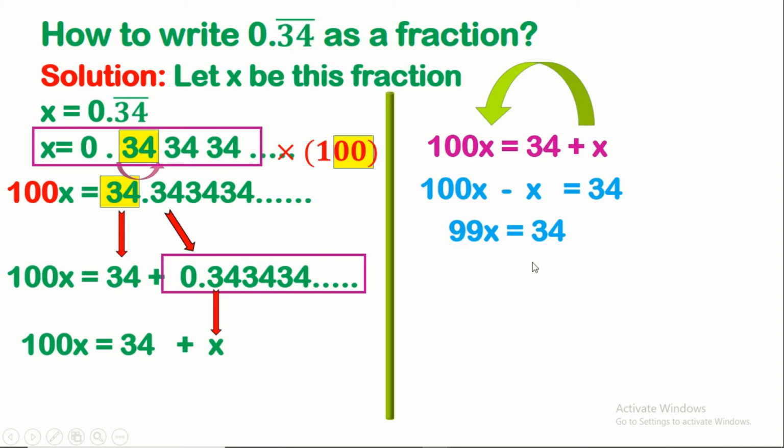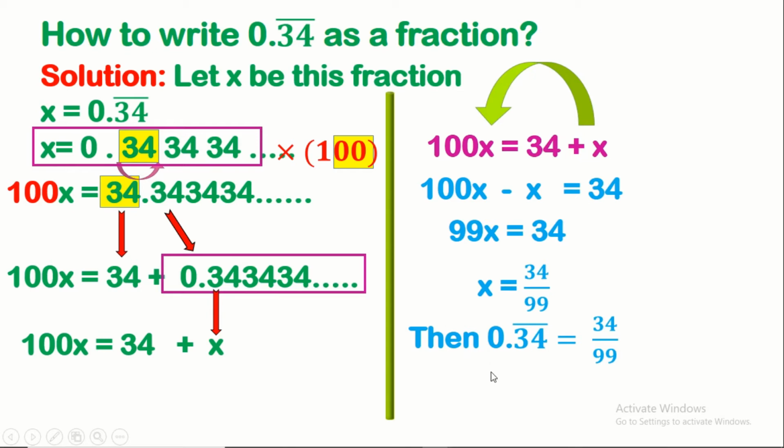When we move 99, it will become divided by. So x equals 34 over 99. Note something. Two digits are repeating themselves, 3 and 4. How many 9s are we having? Two 9s. So it's 34 over 99. So here we can say 0.34 bar equals 34 over 99.